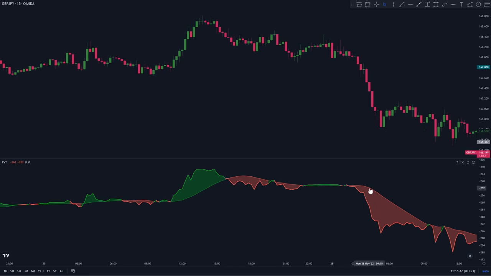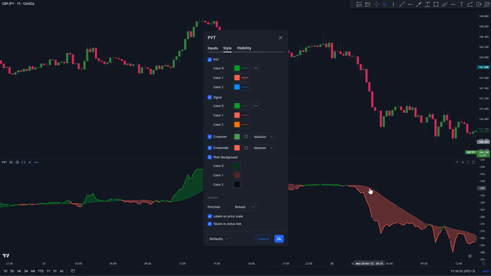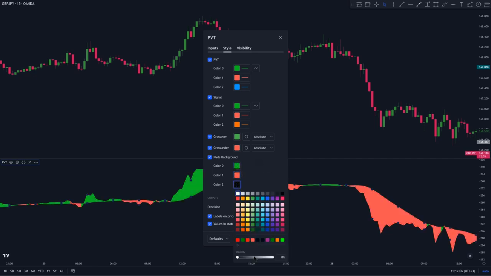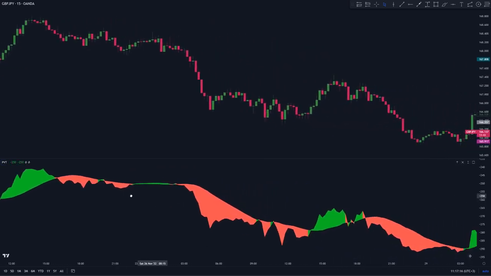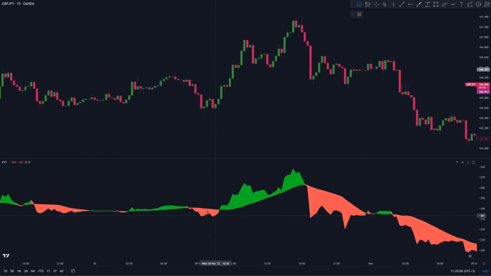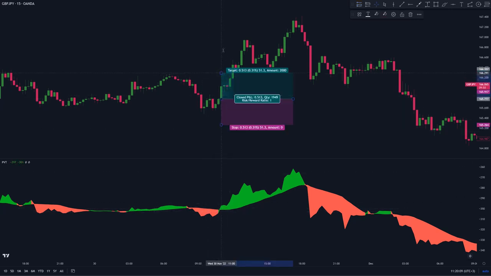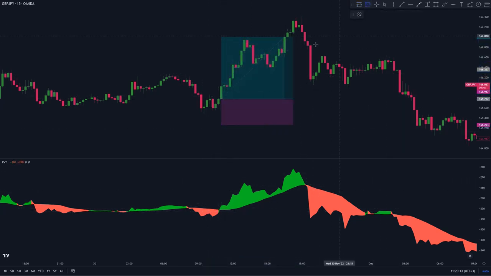Double-click on the indicator to access the settings panel. Then on the Style tab, increase the plot's background color opacity to 100%. And then click OK. We're going to be using this indicator as a buy-sell entry signal. When this background turns from red to green, we buy, and when it turns from green to red, we sell.